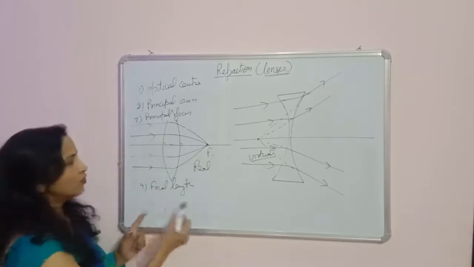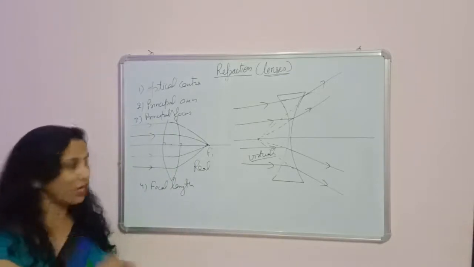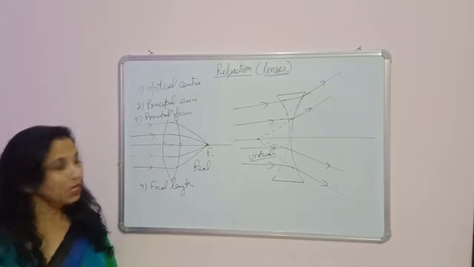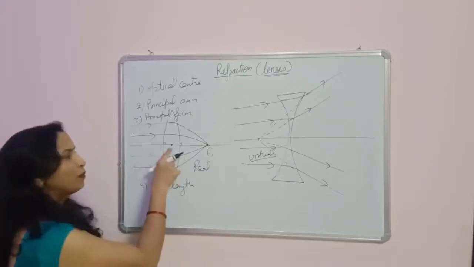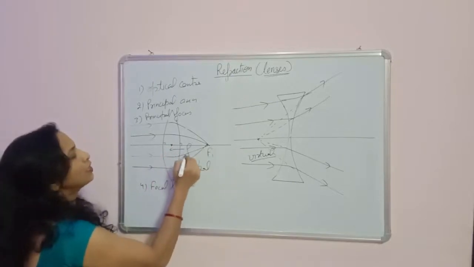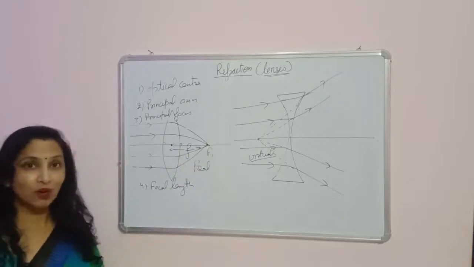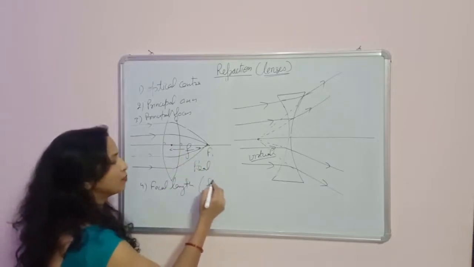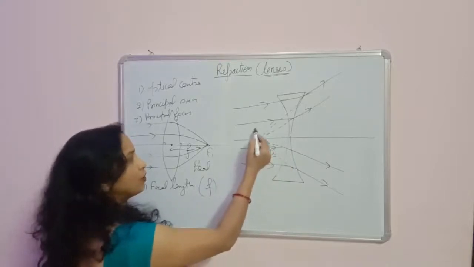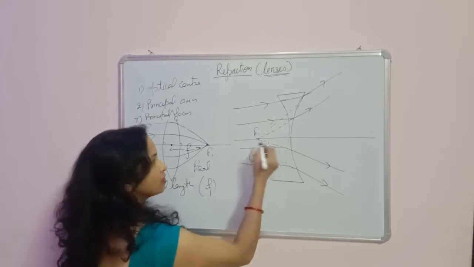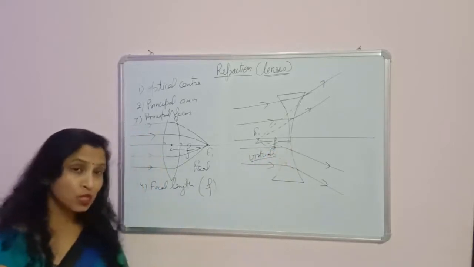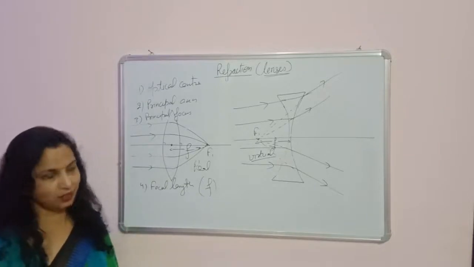So now, what is the focal length? The distance between the optical center and the principal focus is called the focal length. This is the optical center, this is the principal focus. So the distance between them is called the focal length. We represent the focal length by the symbol small f. In the case of the concave lens, this is the principal focus and this is the optical center, so the distance between them is called the focal length. This is the other definition of focal length.